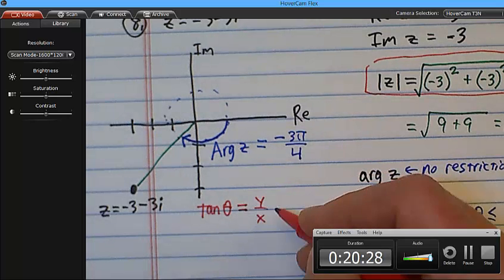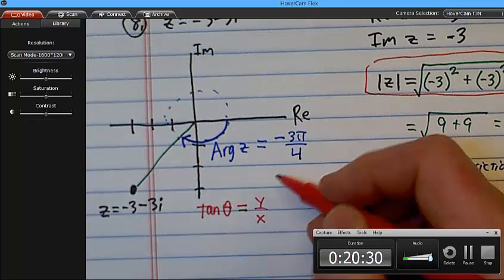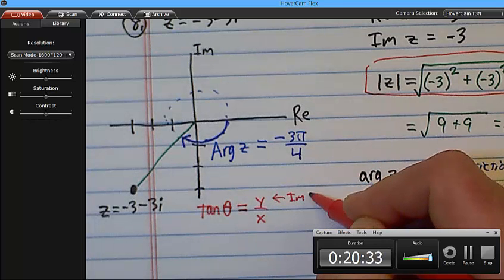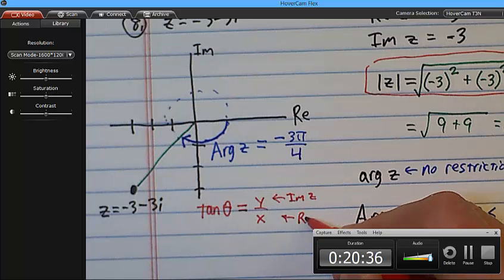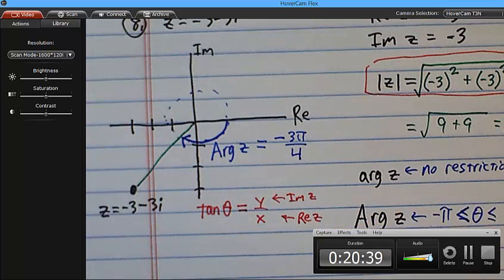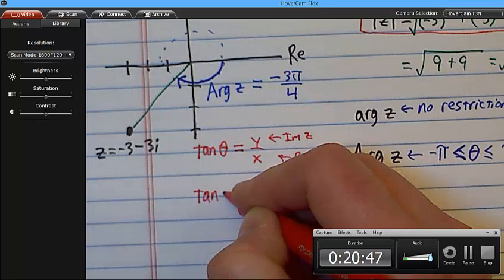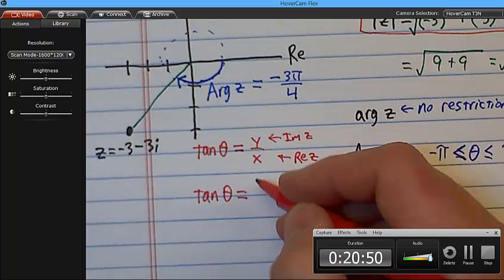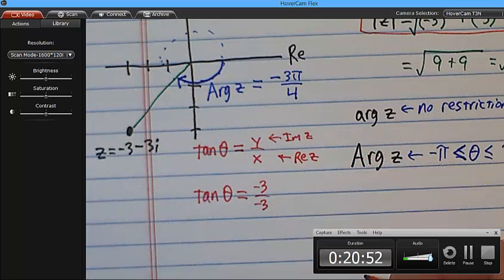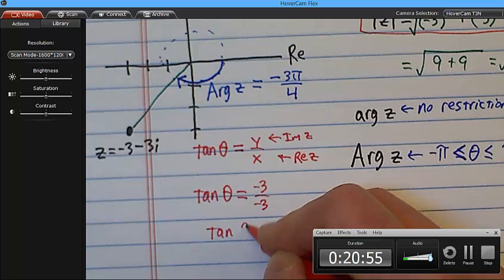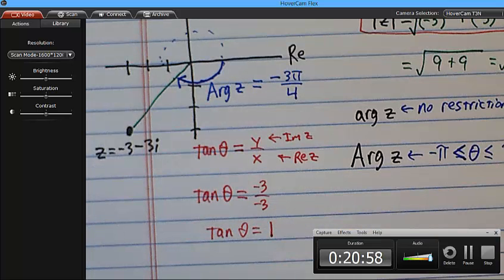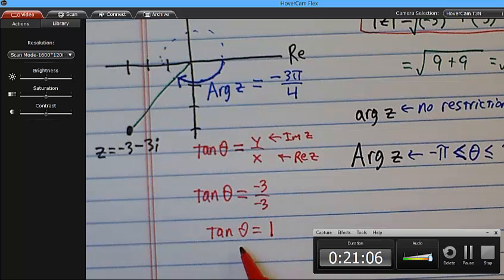Now, of course, in our problem, this y is really going to be the imaginary part of z, and the x is going to be the real part of z, because that's what happens when you graph complex numbers. Okay? So when I go ahead and do this now, I might say the tangent of theta is, well, negative 3 over negative 3. Oh, wow. I get the tangent of theta equals 1. Right? That's fine. Tangent of theta equals 1.